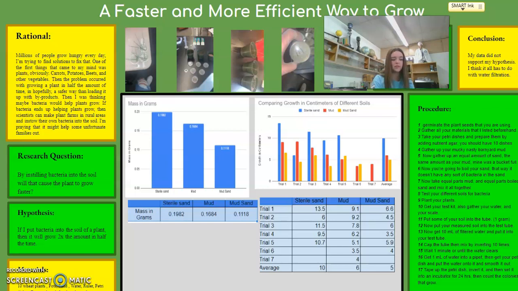I did the procedure twice, and both times the bacteria overgrew. I ran out of materials, so I couldn't further test my bacteria. In conclusion, my data did not support my hypothesis. The sand plant grew the most.